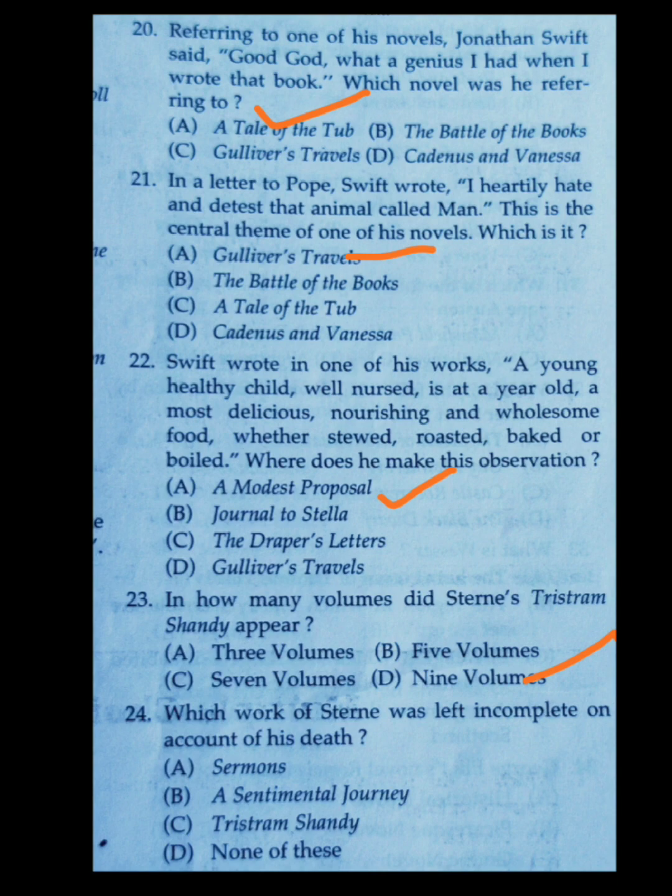Next one. Which work of Sterne was left incomplete on account of his death? He died, and because of that one of his works was left incomplete. What is that work? Here option C is the correct answer. Tristram Shandy, which was written in 9 volumes. It was left incomplete due to the death of Sterne.